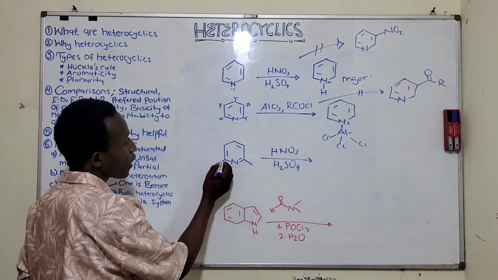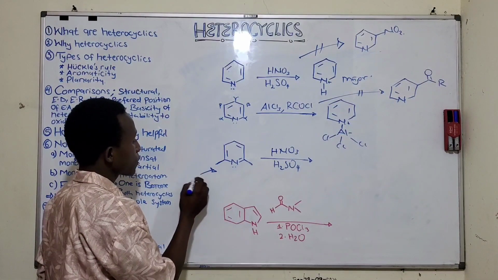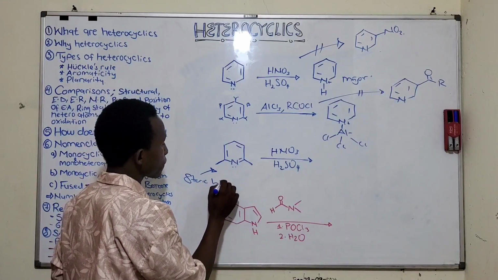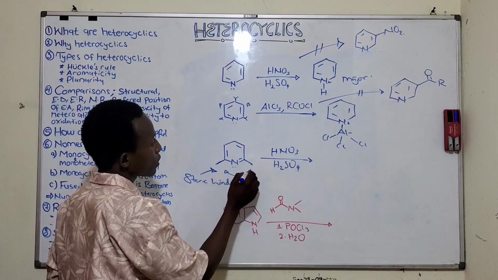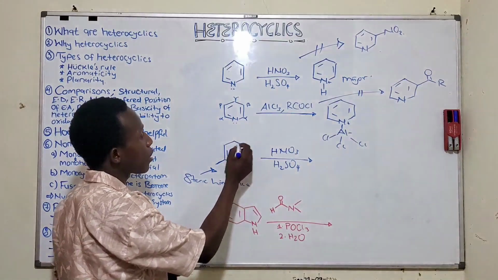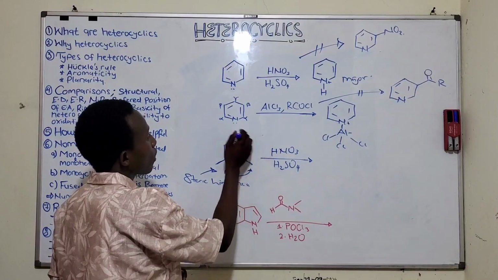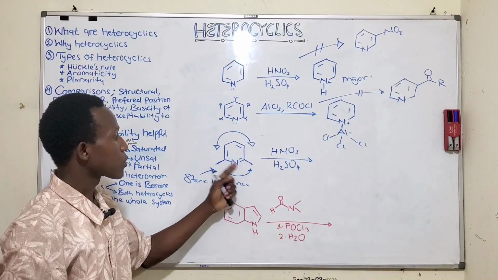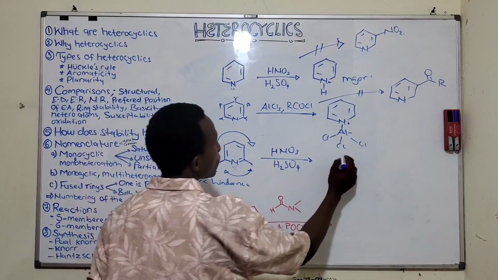Now here you are having methyl groups at position 2. They create steric hindrance. So instead of having a reaction at nitrogen, we shall have a reaction at this position here because you're having space. Of course, the angle here is very big compared to this angle. So this one will create steric hindrance. So the major product will be this.